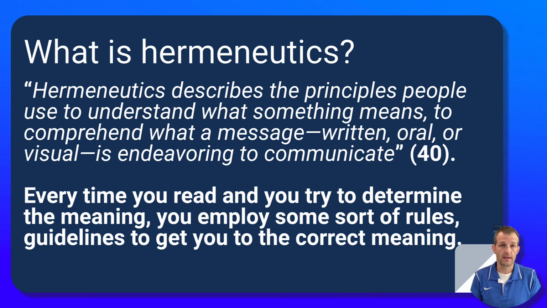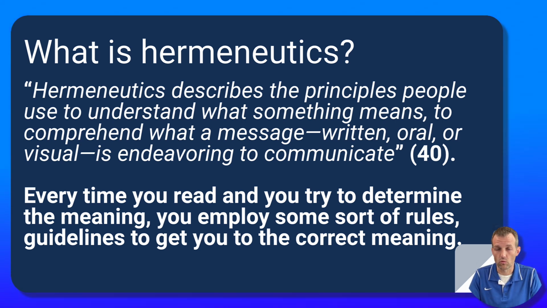So, what exactly is hermeneutics? In the earlier lectures, we threw out some basic ideas about it. But when we look specifically at a definition, hermeneutics describes the principles people use to understand what something means, to comprehend what a message, written, oral, or visual, is endeavoring to communicate. And think about how much of our lives revolves around trying to understand and comprehend a person's message. Body language, an email, a text message, something we read in a textbook. Every single time you pick up a book and you try to determine the meaning, you automatically employ some sort of rules that you have already learned in the past to try to get to the correct meaning.